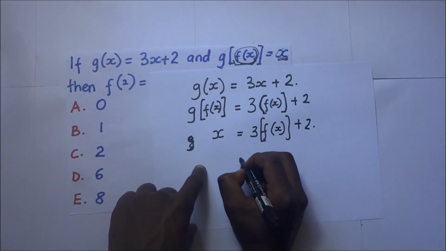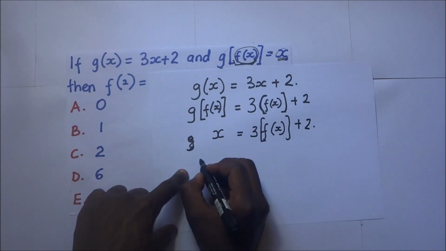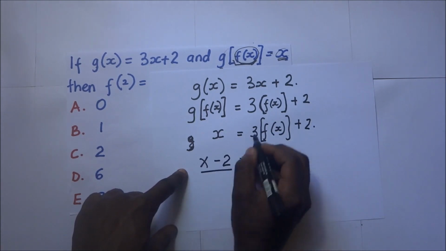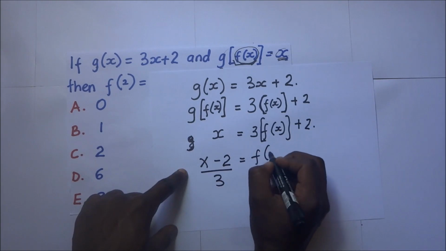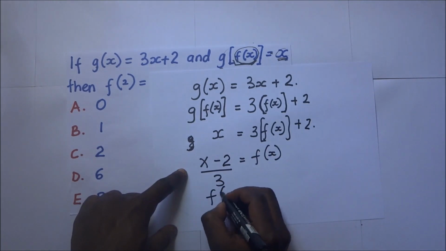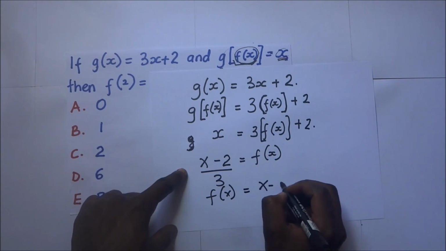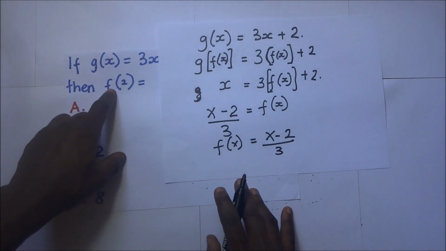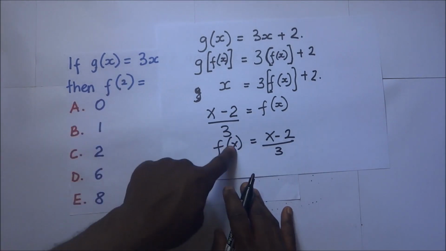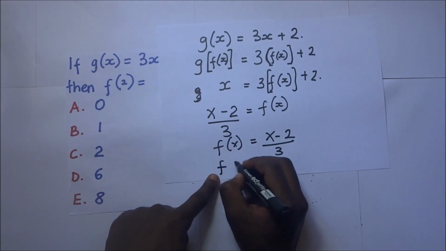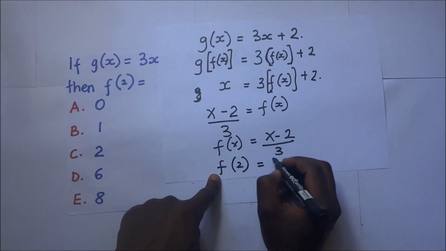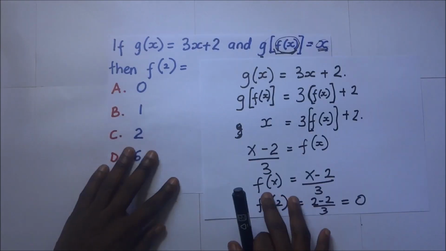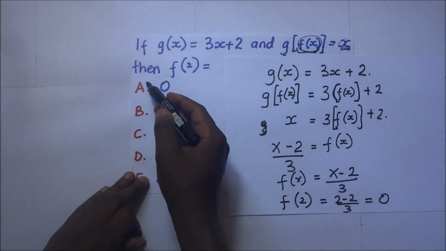So f of x, making this the subject of the formula, is going to become x minus 2, divided by 3. So meaning that the function f where x is the input is giving us x minus 2, divided by 3. But now the question requires us to find the value of f where the input is 2. So we shall do exactly that. f of 2 is going to give us 2 minus 2 over 3, and this is going to give us 0. So from our objectives here, the answer is A.